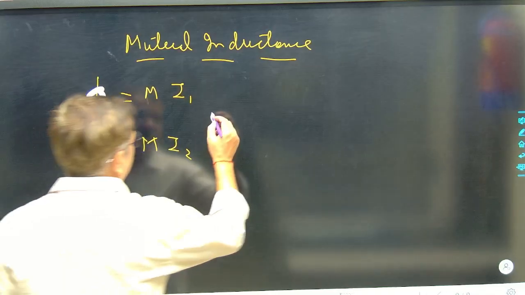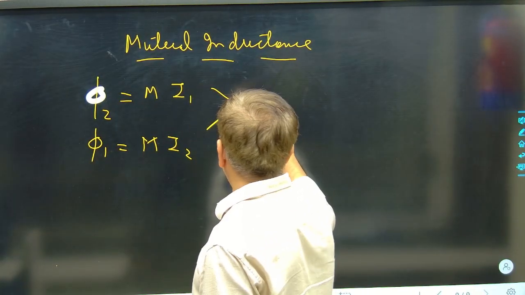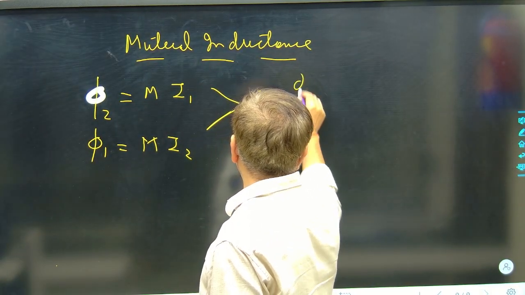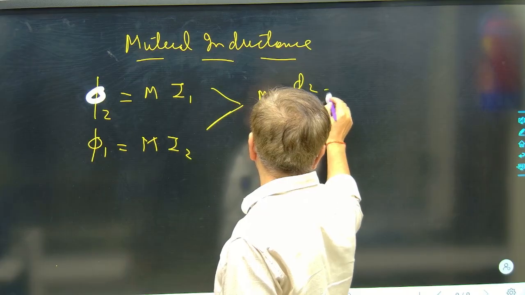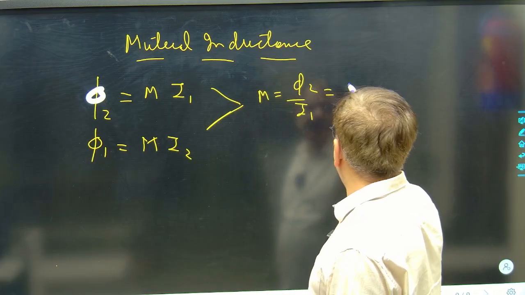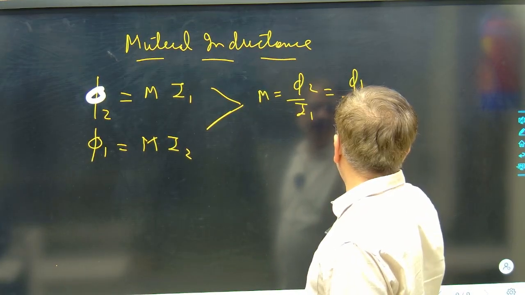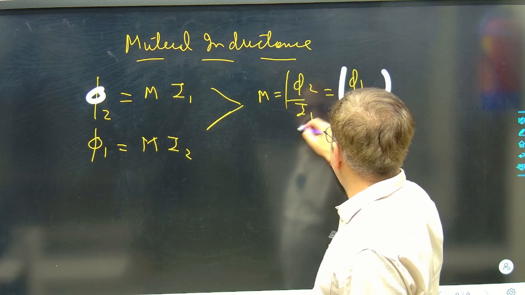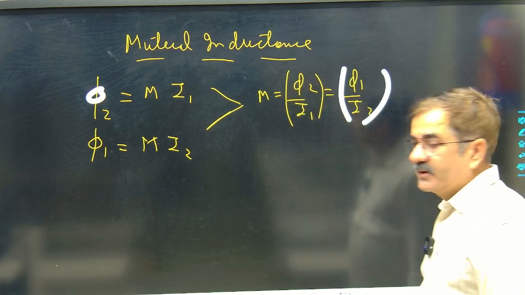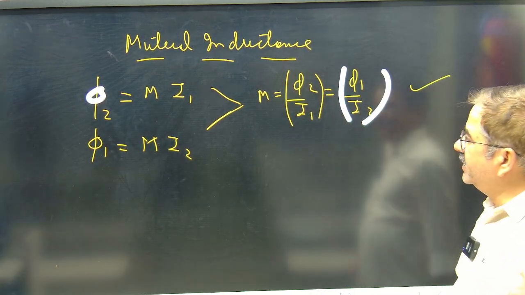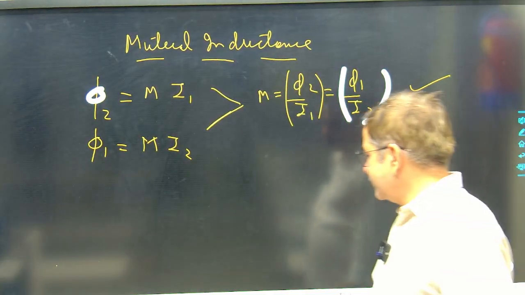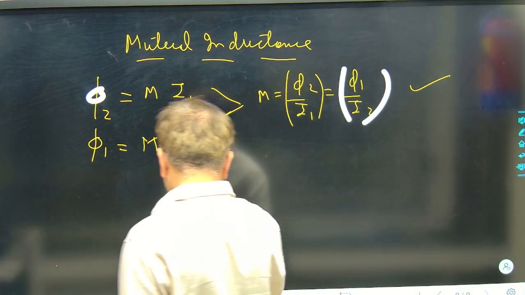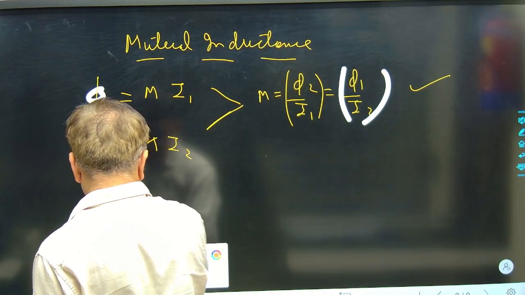And from here again, if I say the mutual inductance M, that is phi 2 by I1, or it is equally true for phi 1 by I2. Mutual inductance of first with second or second with first, the value remains the same. It doesn't change. Meaning that, how does it go? I will take it. Just see how it is.